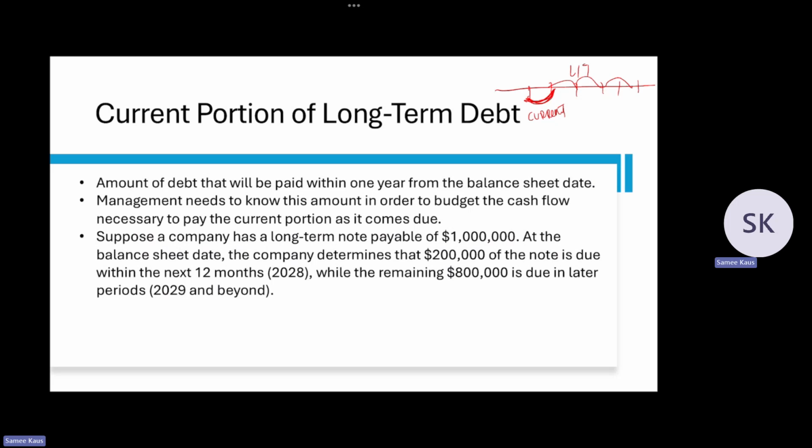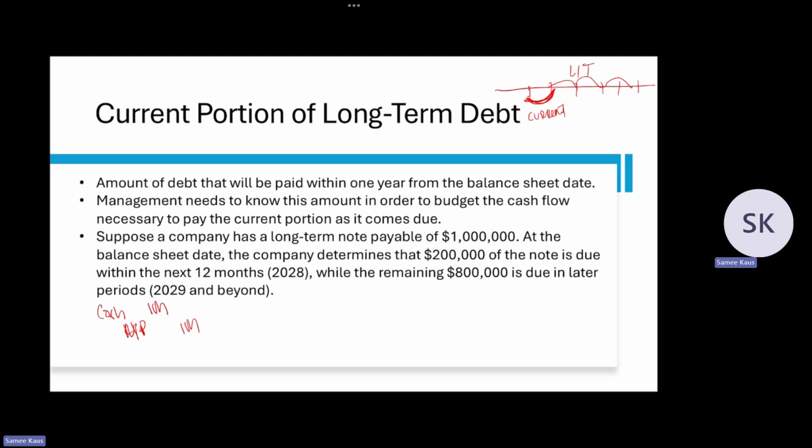So management needs to know this amount in order to budget the cash flow necessary, right, as this is coming due. So suppose a company has a total long-term note payable of $1 million. So it doesn't ask me for this, but I probably have cash coming in of 1 million and I have a notes payable related to this cash.